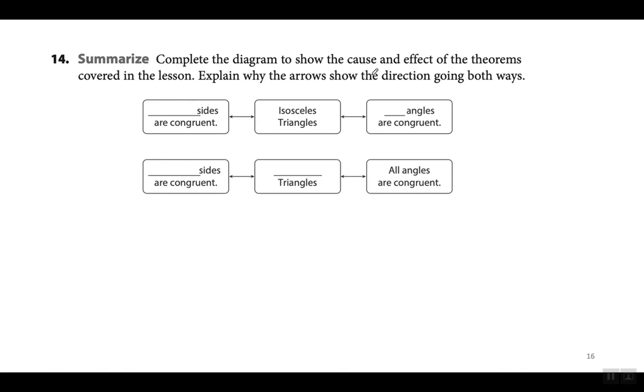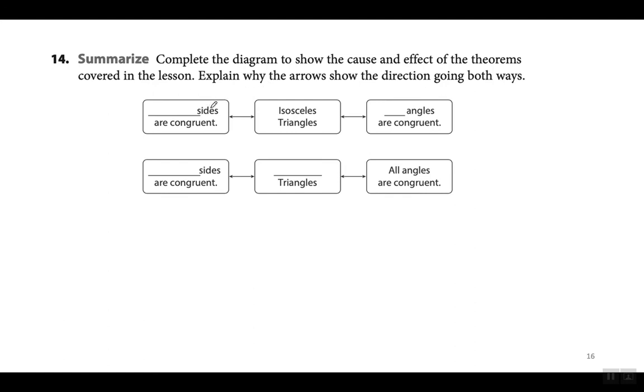Okay, this is an easy question that's on your homework where you got to fill in the blank. Esto está en la tarea y es fácil. Complete the diagram to show the cause and effect of the theorems covered in the lesson. Explain why the arrows show the direction going both ways. Forget about the explain part. That's not in the homework, I don't think.